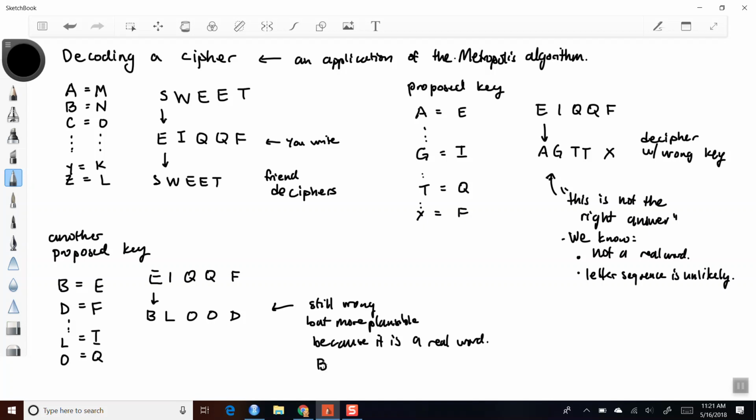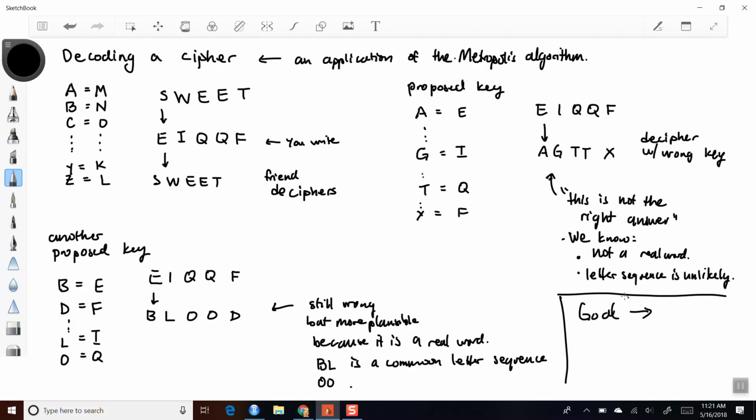And BL is a common letter combo, and so is OO, and basically all of these letter sequences seem real. And so the goal is we want to figure out the correct mapping.